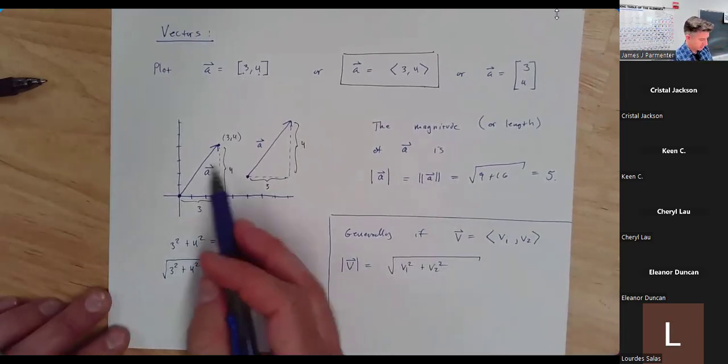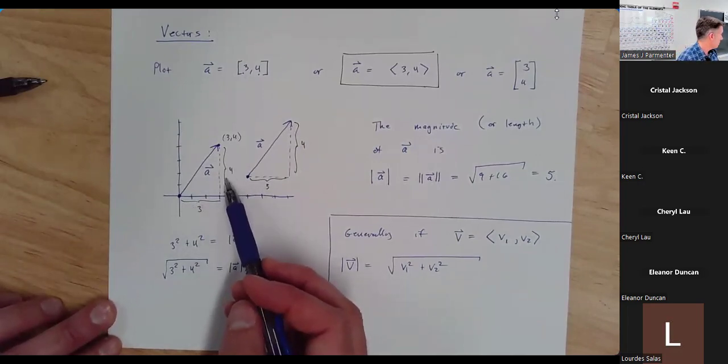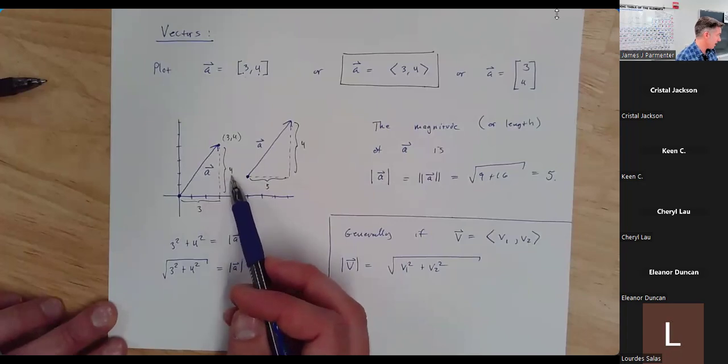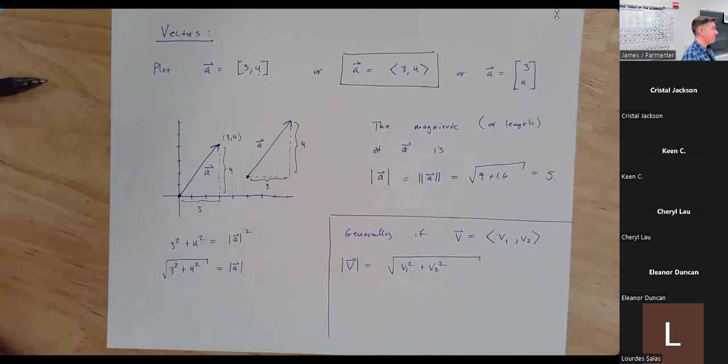Right? Just think about taking this picture here and replacing the 3 with a v1 and the 4 with a v2. And then we'd use the Pythagorean theorem and we get exactly the square root of that squared plus that squared. And that's generally how we find the magnitude of a vector: take all its components, square them, add them together, take the square root of that.